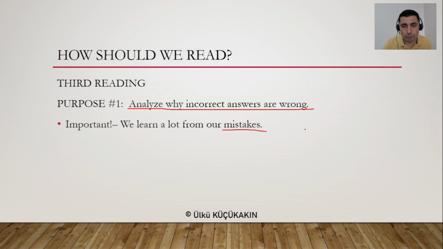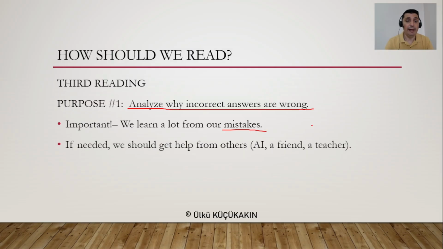You learn from your mistakes, so they cannot go unchecked, okay? You need to check your mistakes from a dictionary and then correct them, all right? So that's that, all right? So you learn from your mistakes, so you analyze why your incorrect answers are wrong. And if you need, you should actually get help from others. So this question is wrong. Question number 3 is wrong.